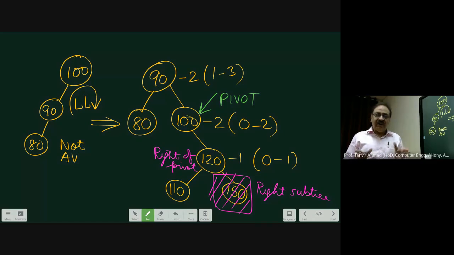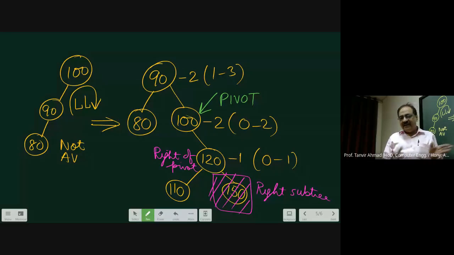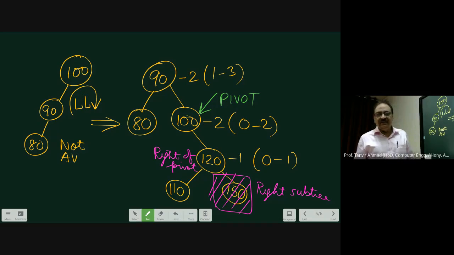That means you have to identify clearly where is LL, where is RR, or whatever the rotations are. Therefore, there are 4 rotations: LL, RR, LR, and RL. LR stands for left right, RL stands for right left, LL stands for left left, and RR stands for right right. Is it clear to you?